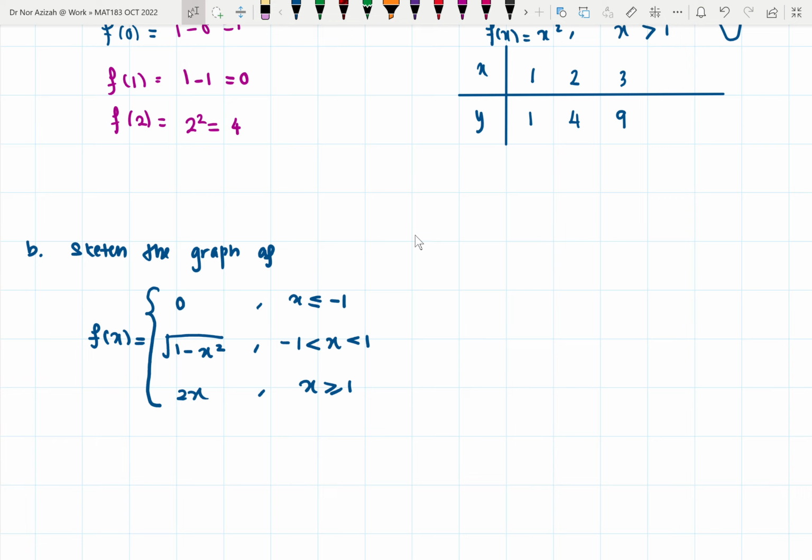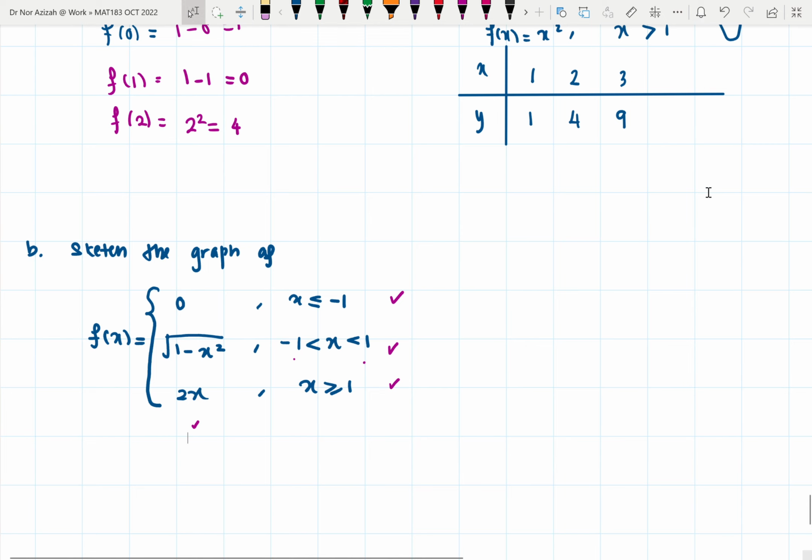Okay, so now look at the next example. Sketch the graph of the given function here. We have three pieces here. First is f(x) equals 0 when x is less than or equal to -1. And the second is f(x) equals 1 minus x squared when x is greater than -1 and less than 1. And the third one is f(x) equals 2x when x is greater than or equal to 1.